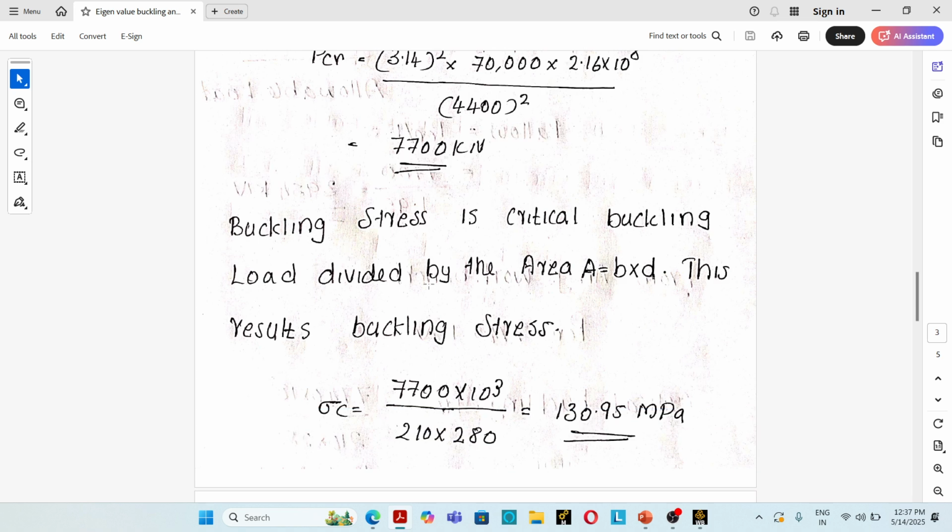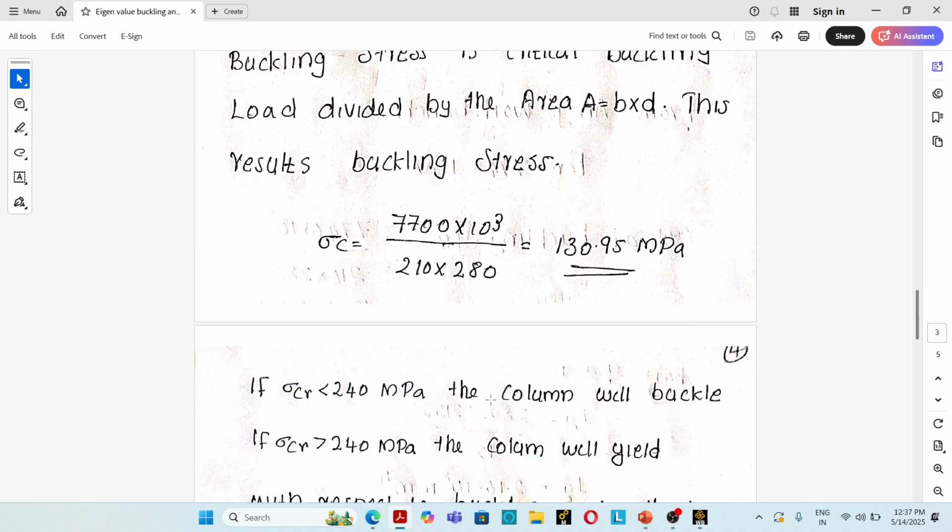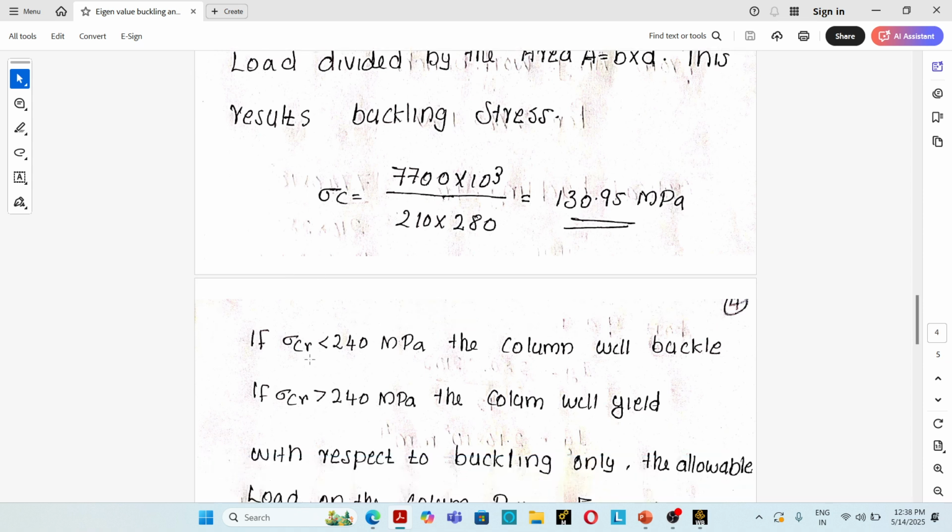Next, we are finding the buckling stress. Buckling stress is the critical buckling load divided by the area. Area means B times D. So buckling stress is 7,700 times 10 raised to 3 divided by 210 times 280, that means 130.95 MPa. We already know that if the critical buckling stress is less than 240 MPa, the compressive strength of the material aluminium, the column will buckle. If the critical buckling stress is greater than 240, the column will yield.